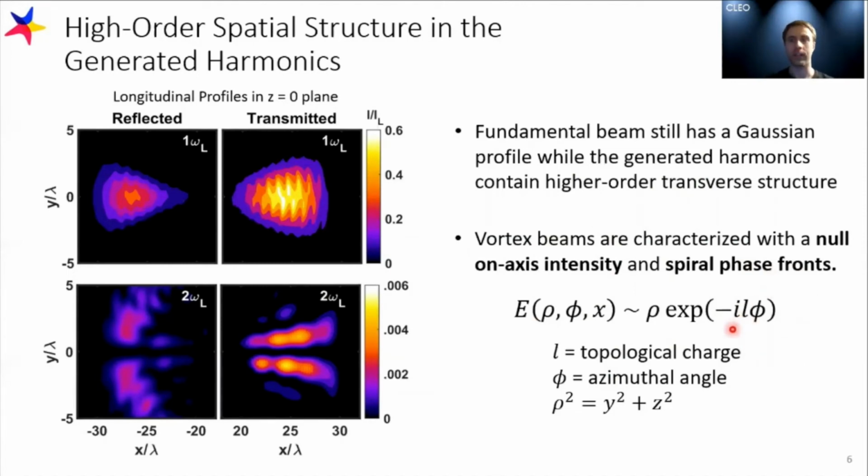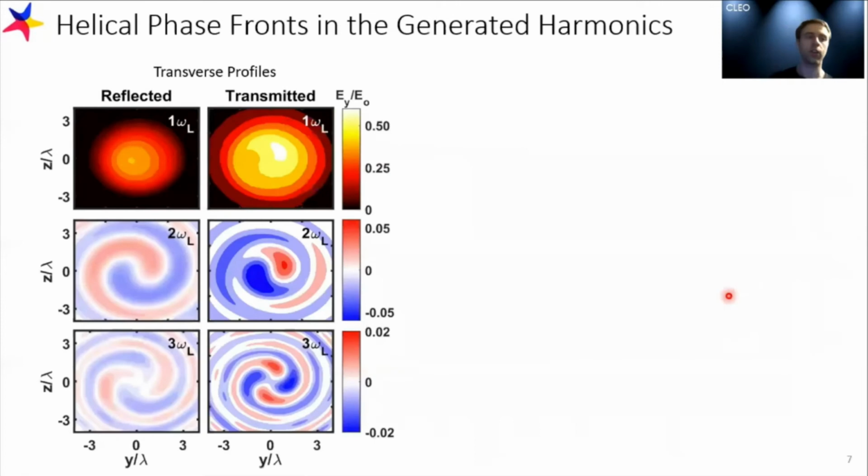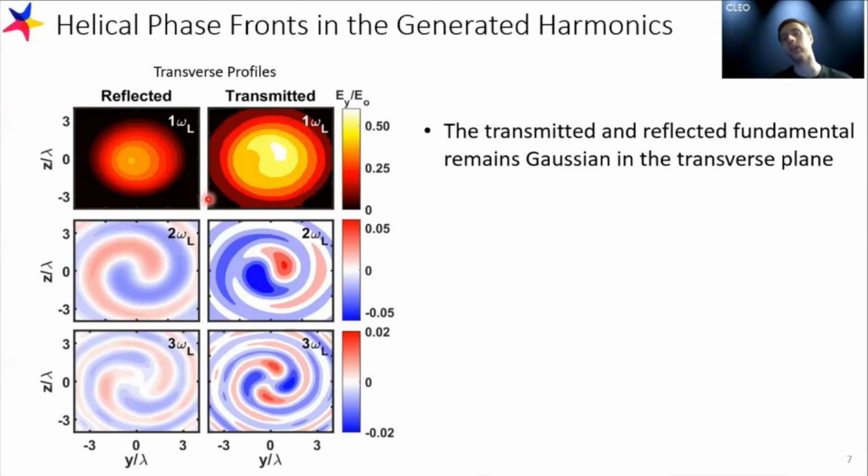And so to check for the presence of these spiral phase fronts, we look at the beam in the transverse plane. So plotted here in the ZY plane, I have both the reflected and transmitted beams for the fundamental, second and third harmonics. And again, we see that for the fundamental beam, the profile remains largely Gaussian. And so we conclude that this fundamental beam does not contain any orbital angular momentum. It's not a vortex beam.